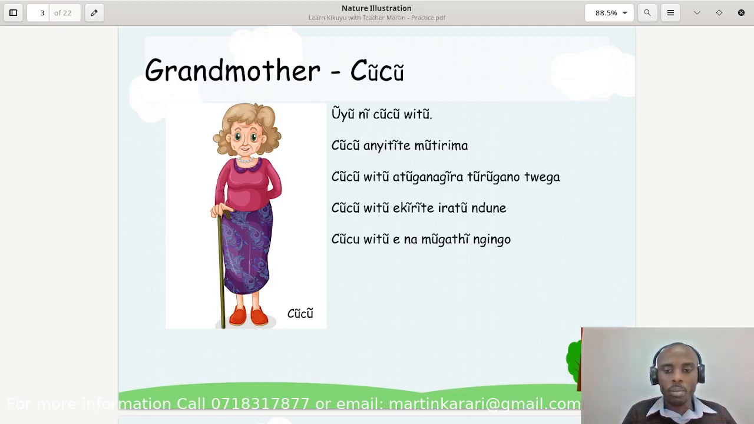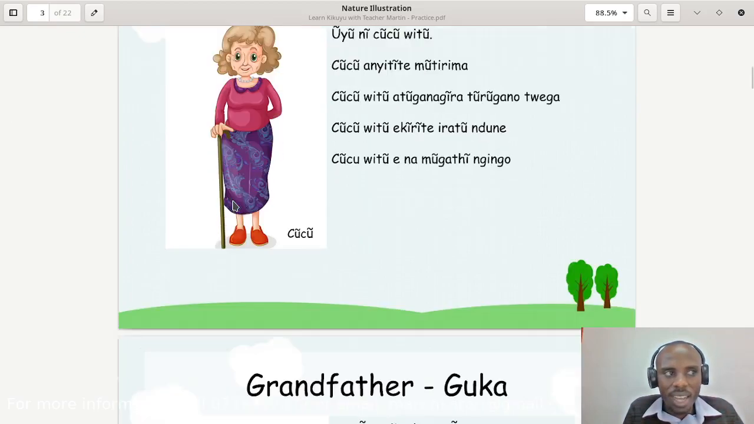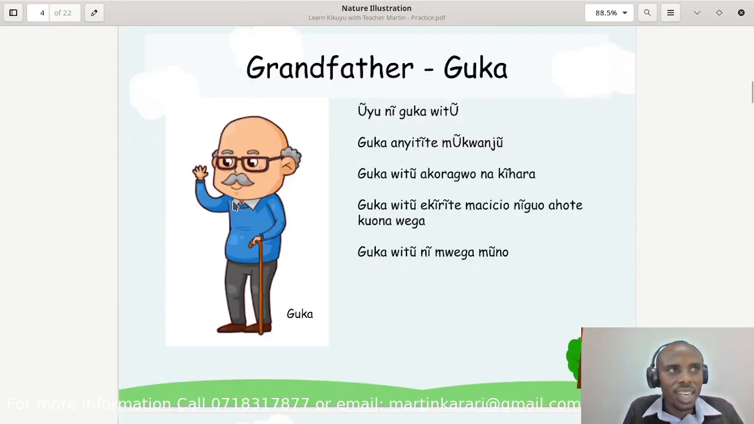Such you can find in the other tutorials. We had handled that, so we are not going back to that. So we have said that shosho is grandmother. Let's go to the next slide.